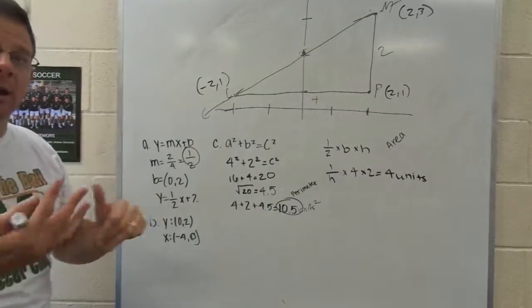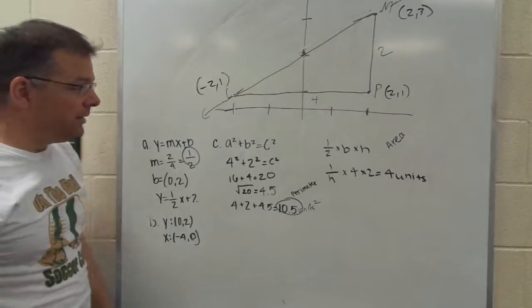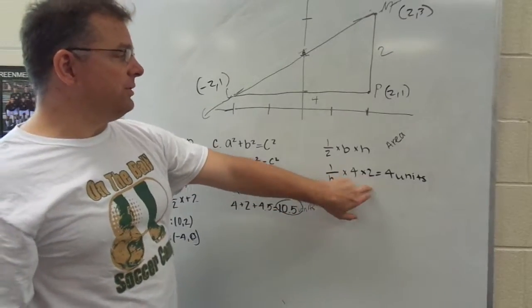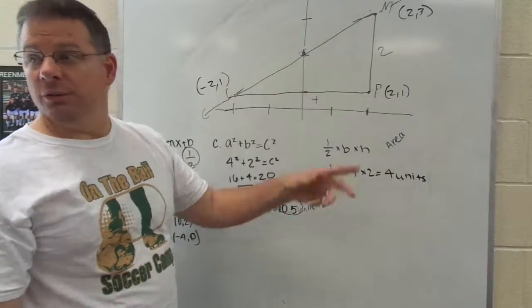Right? So the area is just 1/2 base times height. 1/2 times 4 times 2, which is 4. So the area of this triangle is 4.